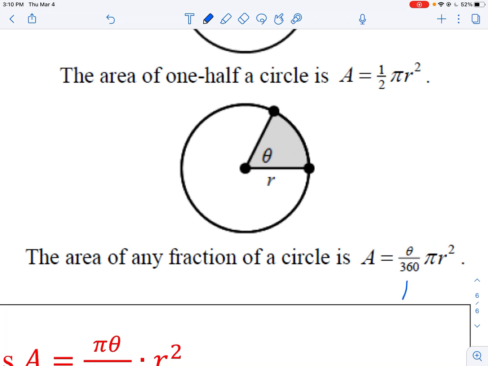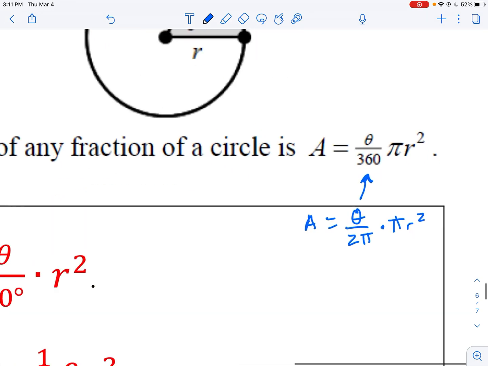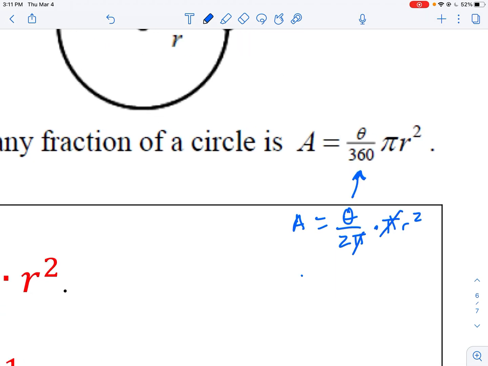And if your angle is already in radians, you don't want to do it out of 360. You want to do it out of the number of radians all the way around, which is 2 pi, because remember, pi is 180, so 2 pi is all the way around. So this turns into your angle out of 2 pi times pi r squared, which actually simplifies a little bit because the pi's cancel. And so your area, if it's in radians, is going to be the angle over 2 times r squared. So you get a little formula looking like that.